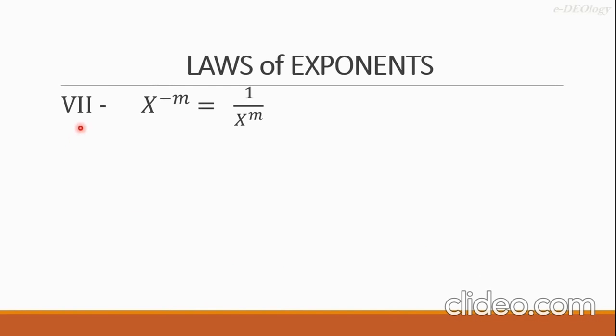The seventh law for this video is when we have a negative exponent. This law says if there is a negative exponent like this, minus m, we can rationalize the minus. We get the reciprocal of this variable x. So again, x raised to negative m is equal to 1 over x raised to positive m. Let's have an example.